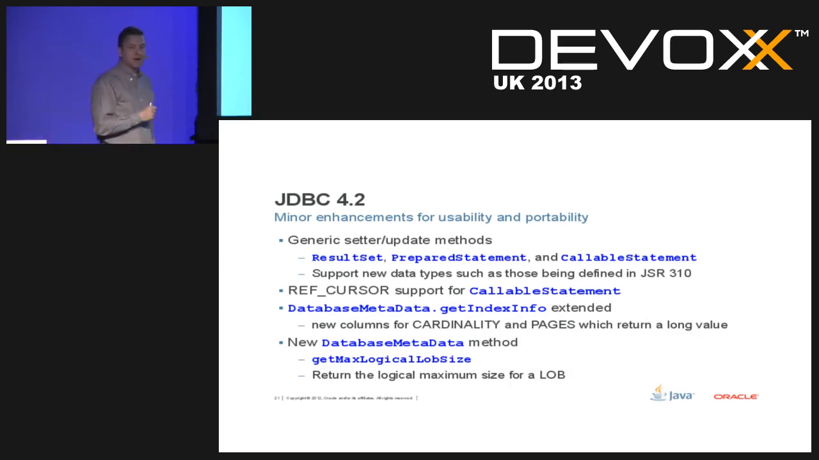JDBC, some updates there. There's various little bits and pieces going on. There's some generic set and update methods for things like ResultSet, PreparedStatement, and CallableStatement. Again, implementing various things around JSR 310 so that we can use the new date and time APIs in respect of JDBC. Reference cursor support for callable statements so that you can get result sets and various stored procedure type things like that. The getIndexInfo has been extended to support columns of cardinality and pages.